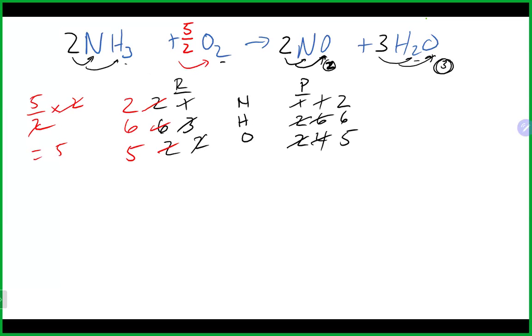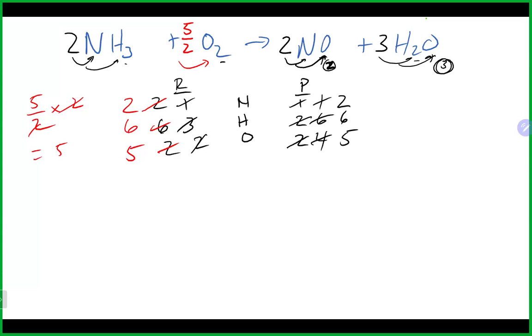Is that okay to leave it like that? What do you have to have when it's all said and done? All the coefficients need to be whole numbers. That is not a whole number, right? So this is just a good point. You can use a fraction to balance the equation, but you cannot leave it with a fraction. So we do have to clear the fraction.